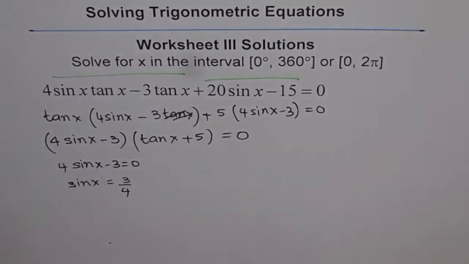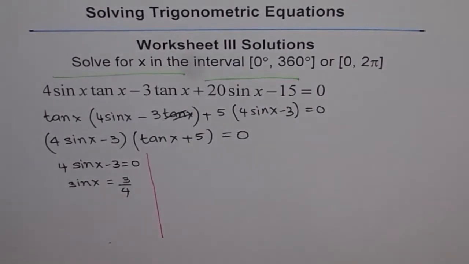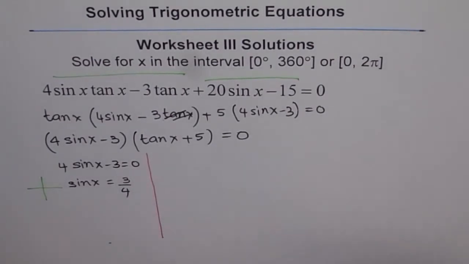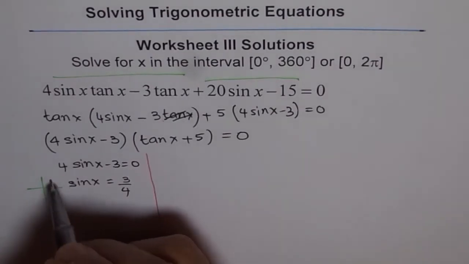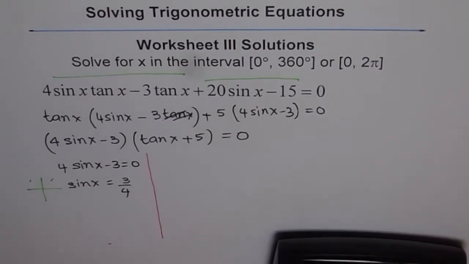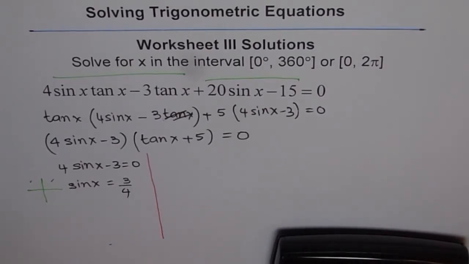So let's find possible solutions for this set. Sin x equals 3 over 4. So sin x should be in which quadrant? It's positive, right? So we are expecting answers in quadrant 1 and 2. So let's use calculator, because 3 over 4 we cannot get from special triangles, right? So we get sine inverse of 3 over 4 equals 48.6. We'll round it to one decimal place, 48.6.